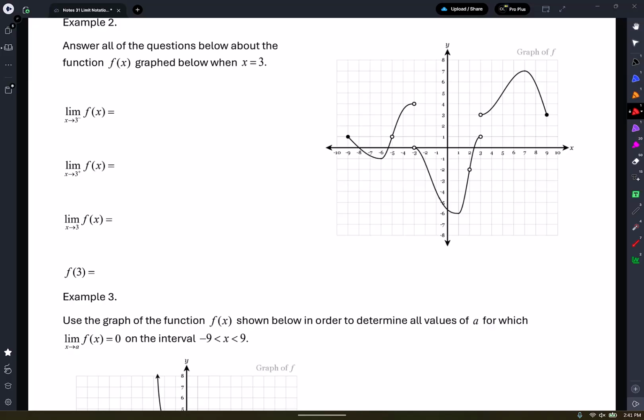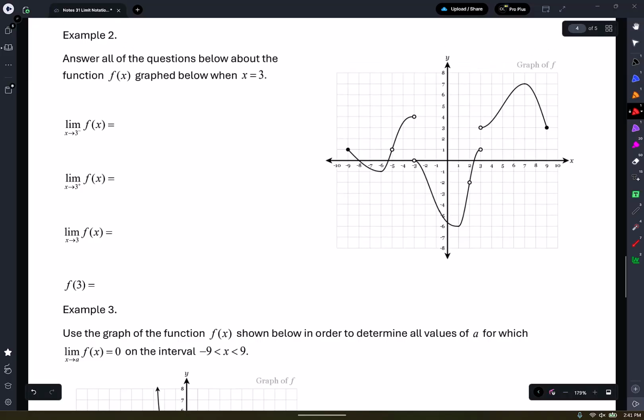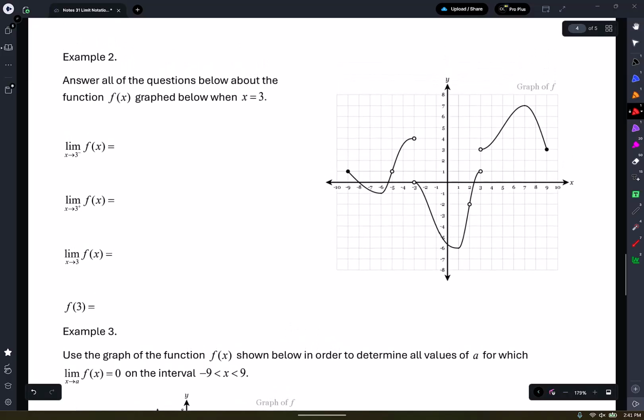On this one, I have a graph. This is a graph of f. Limit as x approaches 3 from the left. As I approach 3 from the left, what's that y value? 1. If I approach 3 from the right, what does that y value look like? 3.